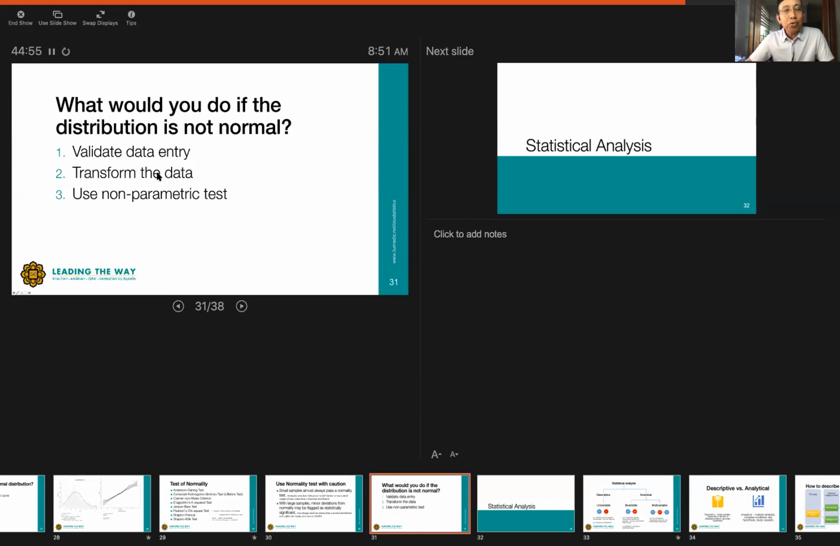And finally, if the data is correctly entered and you don't want to transform it, you can use non-parametric tests. Later you will learn from Dr. Adil, parametric something like the t-test. Non-parametric like the Mann-Whitney U test. Because the data is not normal and you don't want to transform, you use a non-parametric test, a test that considers data to be not normal.